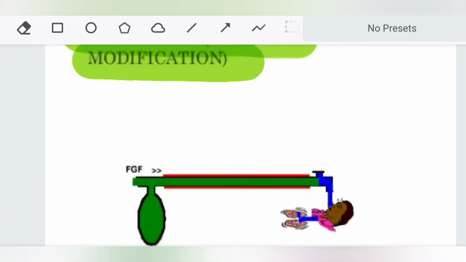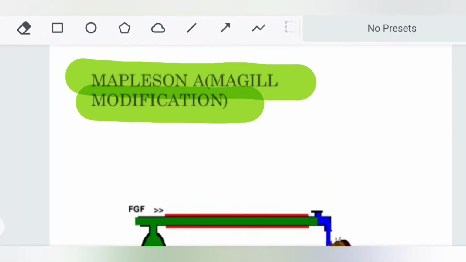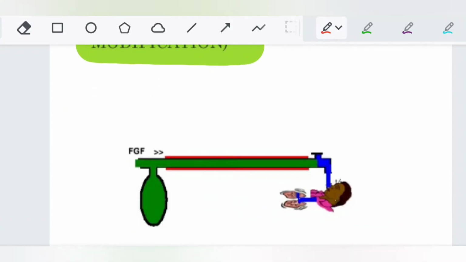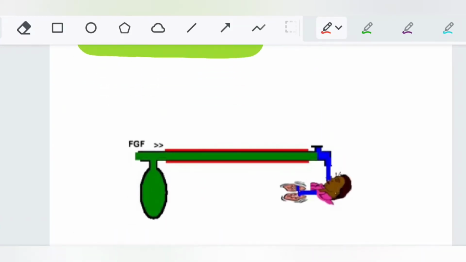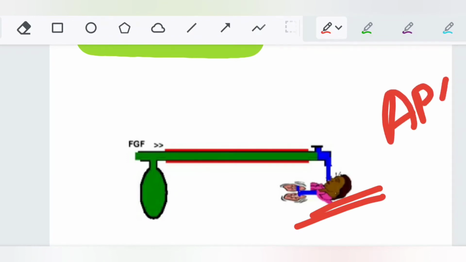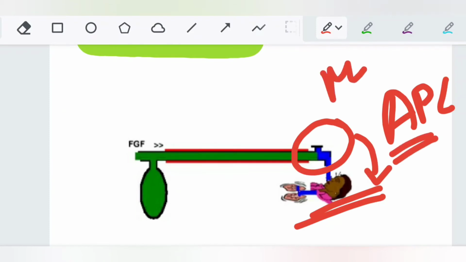Now we will see the circuits one by one and try to identify them. First, here is the patient end, so we will find where the APL valve is. The APL valve is on the patient side, so this will be the Mapleson A circuit.